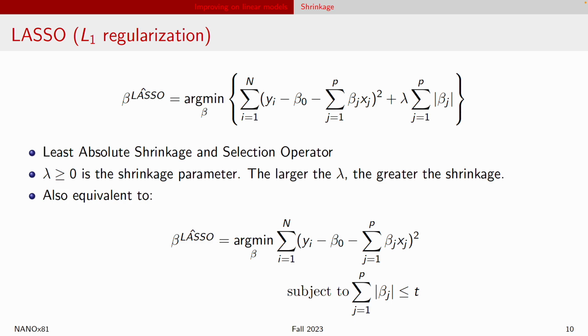So an alternative formulation of lasso is that you are trying to find the value of beta that minimizes the sum of squares, subject to a constraint that the sum of your absolute betas must be less than some threshold, okay? That's just an alternative way of stating the first equation, right?